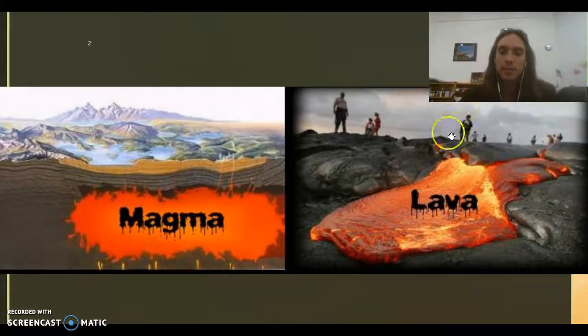So here's just a good example. Here's that lava on the surface. You can see it, you can touch it, don't touch it.